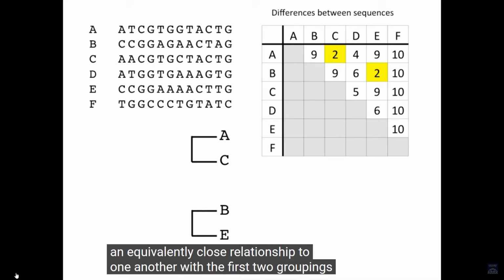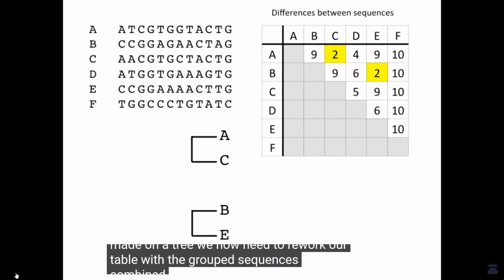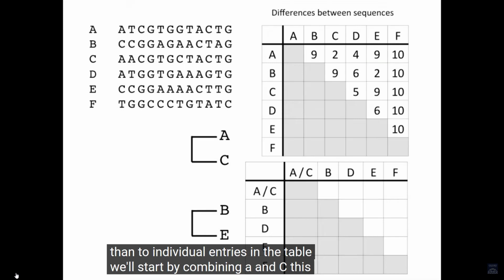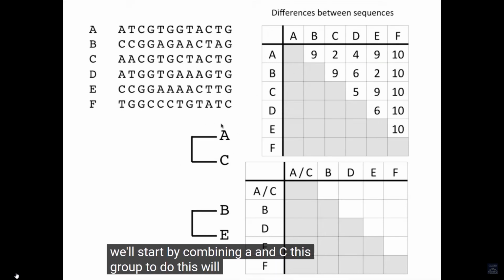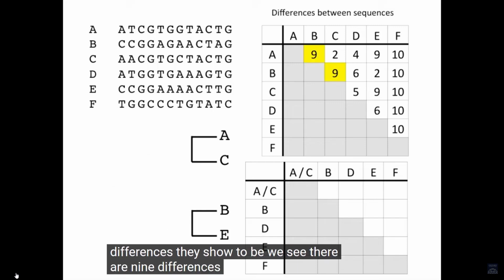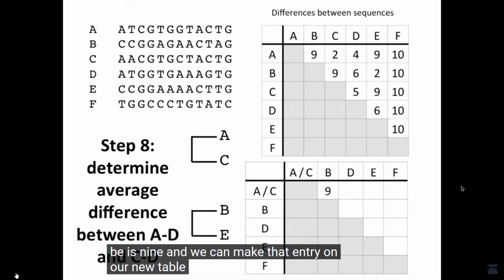With the first 2 groupings made on our tree, we now need to rework our table, with the grouped sequences combined together as a grouping rather than 2 individual entries in the table. We'll start by combining A and C, this group. To do this, we'll take the average difference that A and C show to each of the other sequences. Let's start with the differences they show to B. We see there are 9 differences between A and B, and 9 differences between C and B. So the average difference of A and C to B is 9, and we can make that entry on our new table.